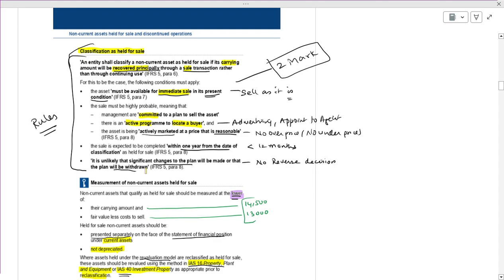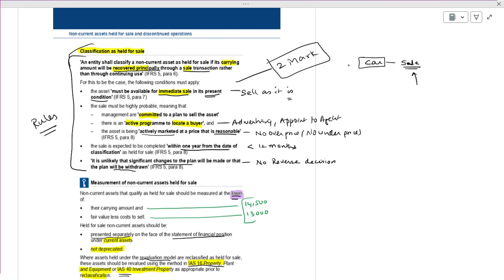The sale must be highly probable, which means you are committed to sale. I gave you an example yesterday. You want to sell your car, so you put up a paper saying sale. It means you are ready to sell. As simple as that. Somebody will come tomorrow and say that yes, I want to buy this car. You cannot say no, I will not sell this car today, I will sell it after 2 days. No. Once you are putting a thing up for sale, it has to be immediate.